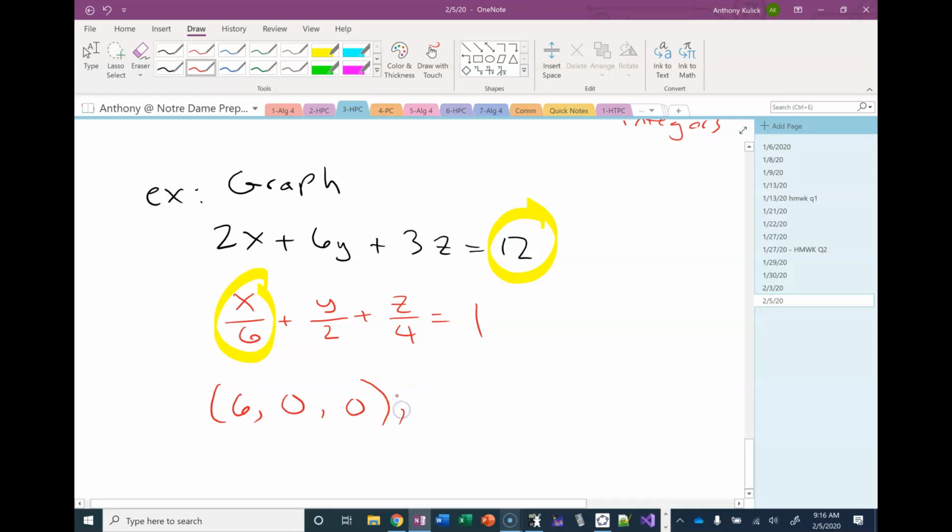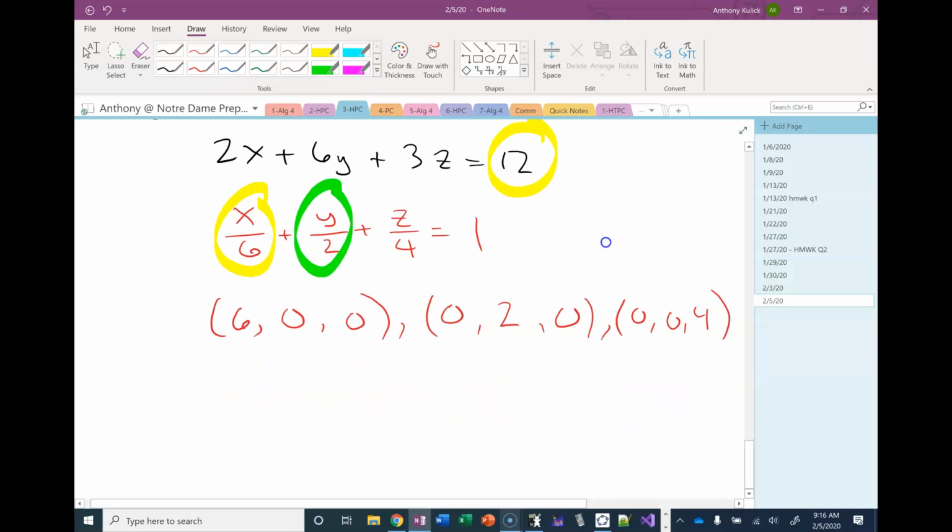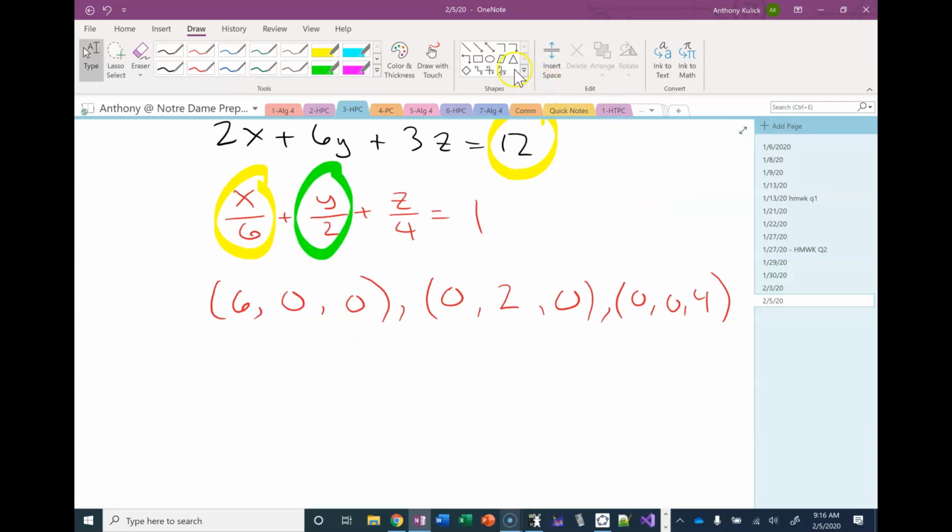Everybody okay there? Now let's do the same thing, but let's try to make the second fraction 1. What value of y is going to do that? 2. So what do the other two fractions need to be? 0. And what's the third point going to be? 0, 0, 4, right? Everybody okay there? Okay, so that's really easy, right?